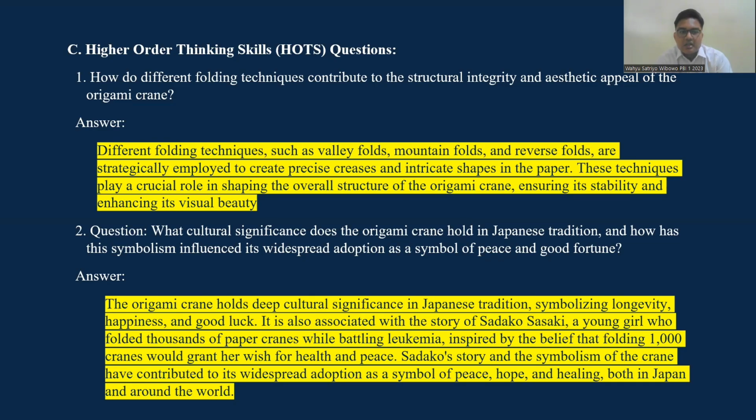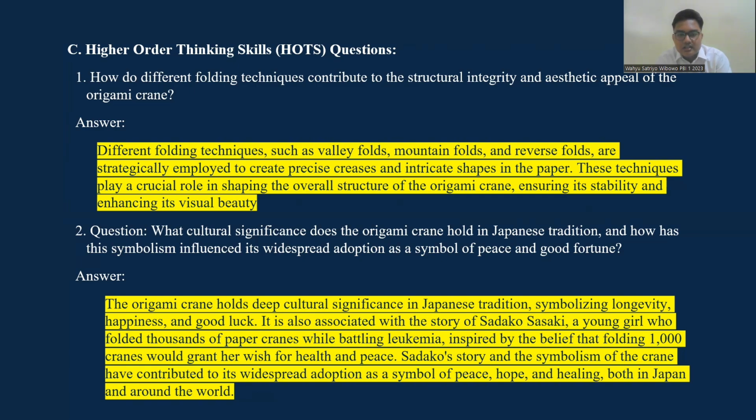visual beauty. The second question is, what cultural significance does the origami crane hold in Japanese tradition, and how has the symbolism influenced its widespread adoption as a symbol of peace and good fortune? My answer is the origami crane holds deep cultural significance in Japanese tradition, symbolizing longevity, happiness, and good luck.